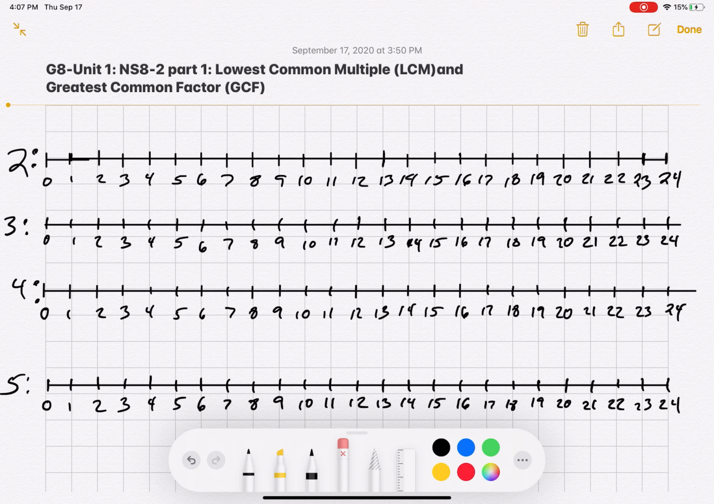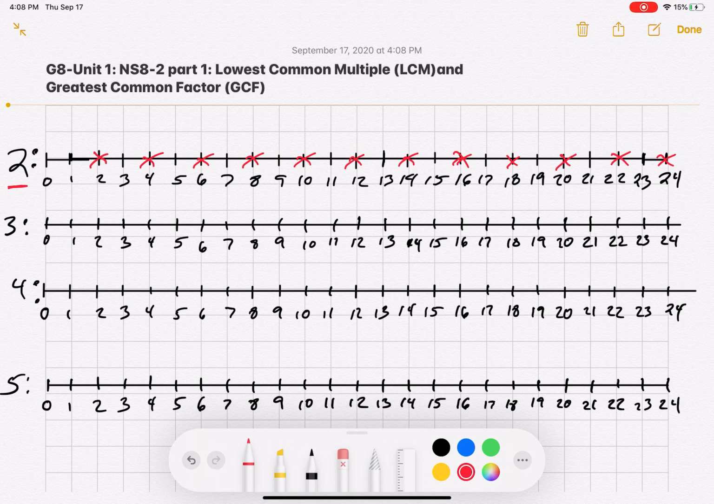We're on lesson 2 and we're just looking at lowest common multiples and greatest common factors. So notice it says LCM for lowest common multiples and GCF for greatest common factors, because oftentimes that's how it will be named. So first thing I'm going to do is find the multiples of 2. I have 2 written here and a number line that goes to 24, and all I'm going to do is put X's on the multiples of 2 by skip counting along the number line.